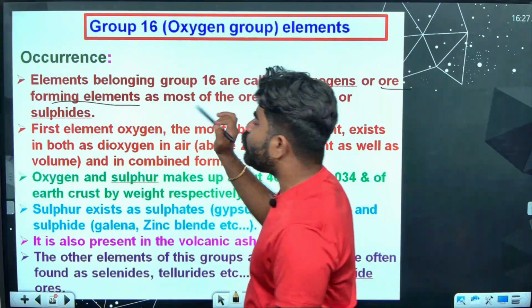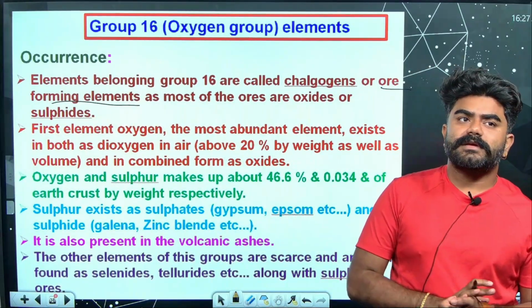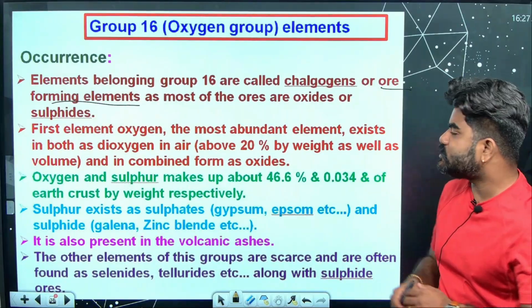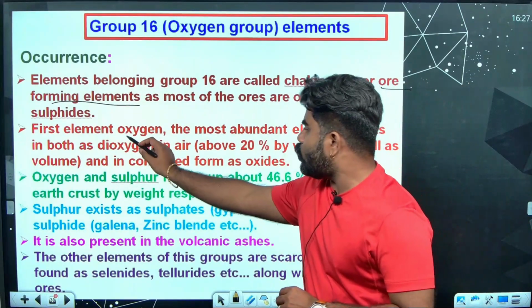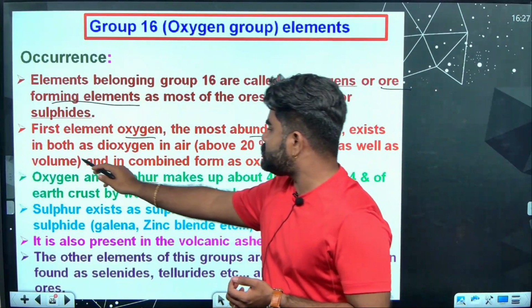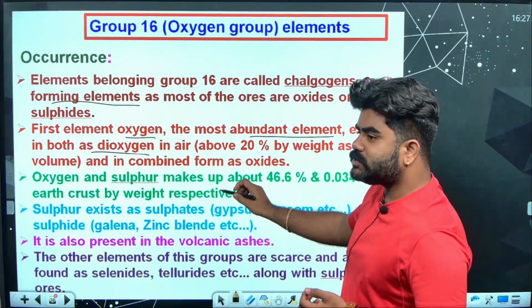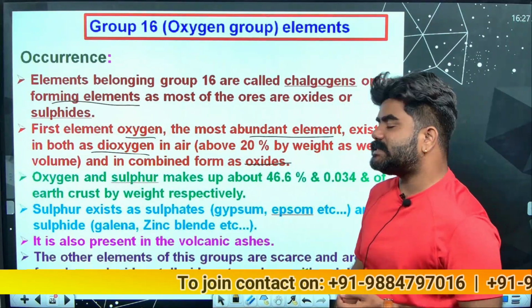ஏன்னா most of the ores-ல பார்த்தீங்கன்னா there will be oxides or in the form of sulfides இல்லையா. ஸோ அதனால தான் இது ore forming elements-னு சொல்கிறோம். First element oxygen that is the most abundant element and it exists both in the form of dioxygen and in the form of other oxides, combined oxides.